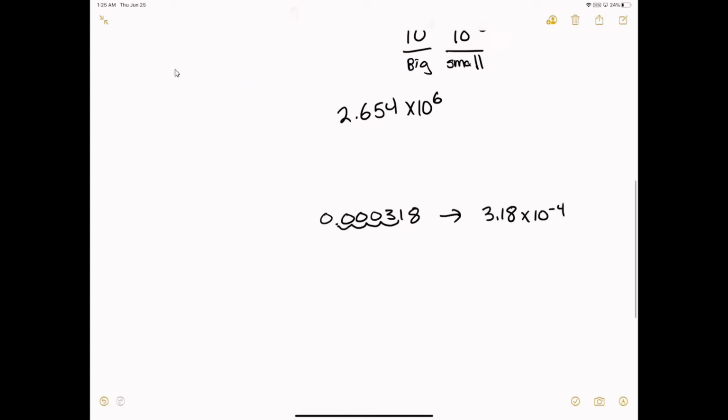Let's take a number. I'm going to just write a random number here. I'm going to write 6.38 times 10 to the 4th. Okay, well, let's take a look. My 10 to the 4th, that exponent is positive. That means it's going to be a big number. So I know this number is going to be bigger than 10. It's going to be a pretty big number.